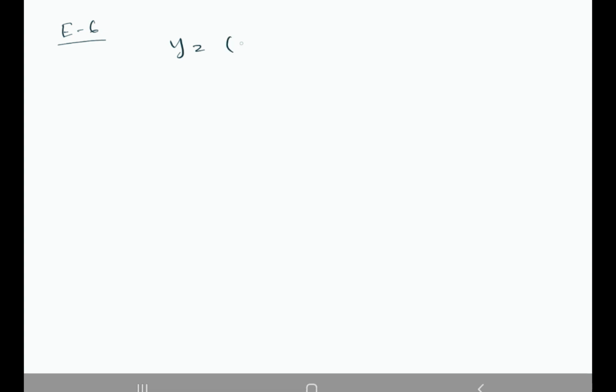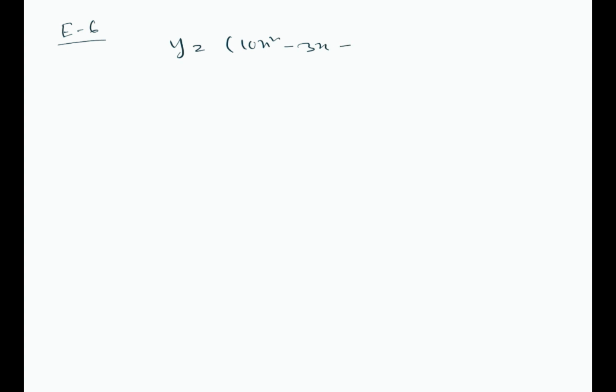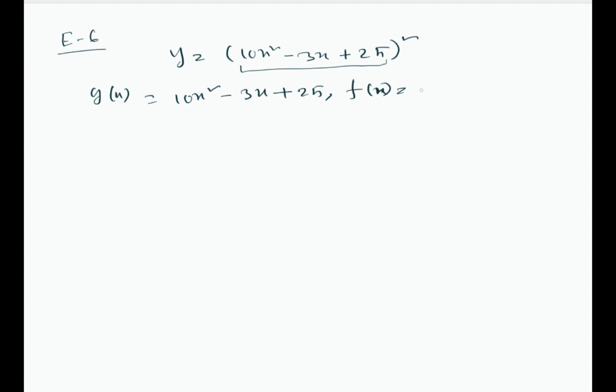Example 6. For example 6, our function y is equal to 10x squared minus 3x plus 25, all to the power 2. Okay, so our inner function would be the base. So g of x is actually 10x squared minus 3x plus 25, and our outer function is the original function, which is f of x is equal to (10x squared minus 3x plus 25) all to the power 2.